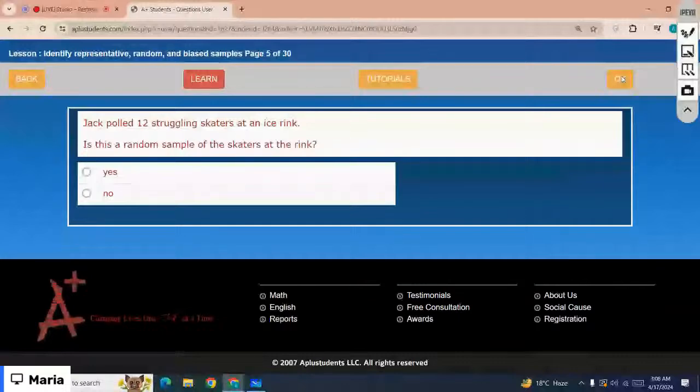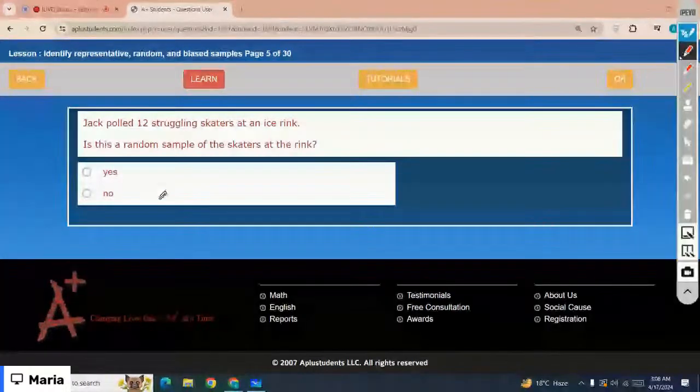The correct option is no. Which skaters were selected? The ones that are struggling skaters. They are different from the other skaters. They are the ones who are struggling.